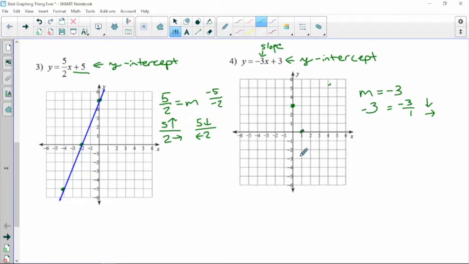And it's a nice idea to get at least 3 points, so then you have an idea of where your line is going. And then connect and extend to make a nice line.